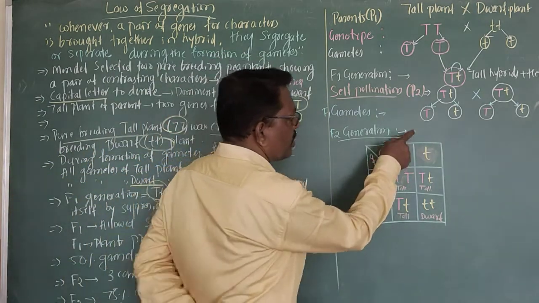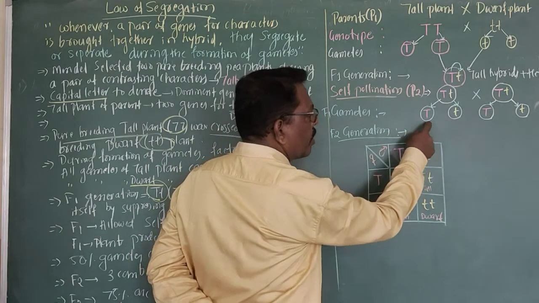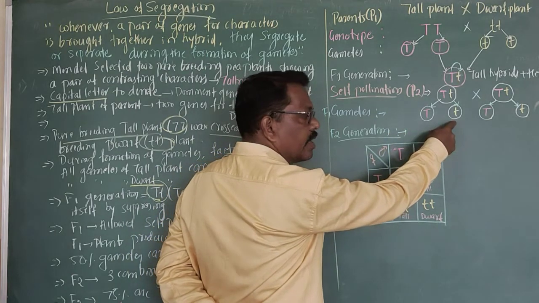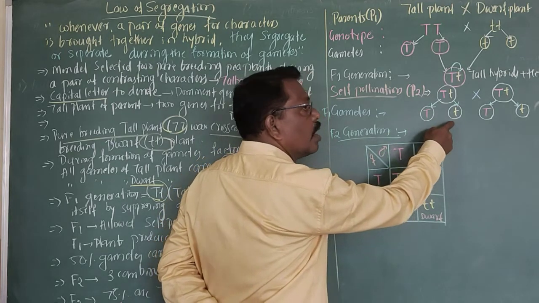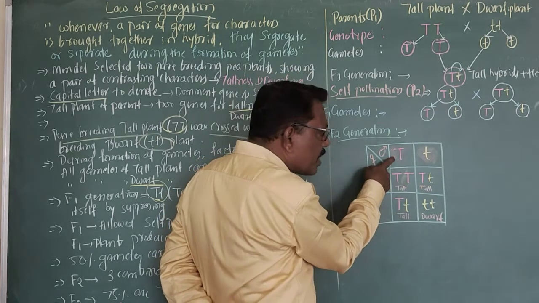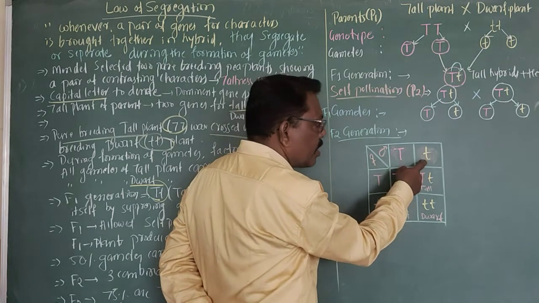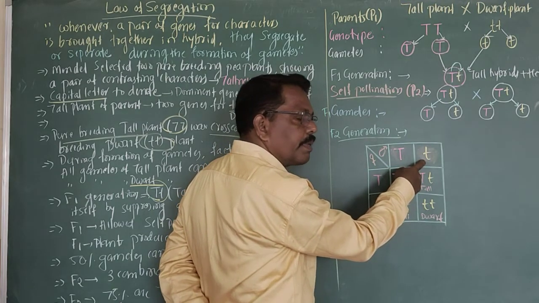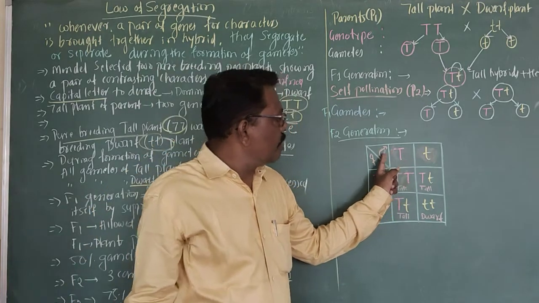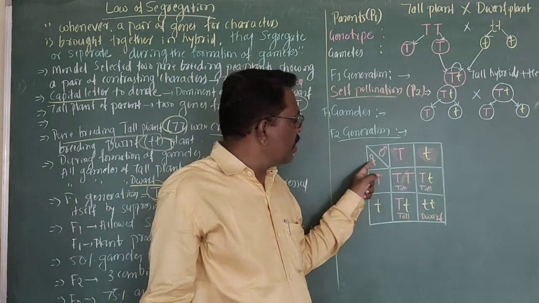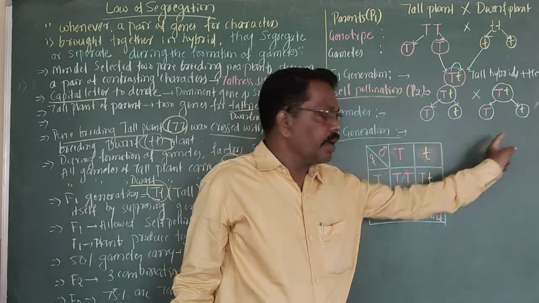Here I want to mention this one is male. Within the male, that is the anther or the pollen grain, two types of pollen grains will be produced. One pollen grain carries the capital T gene. The other 50% of pollen grains carry the small t gene. This is the male gamete. Then you will see the female gametes are there.